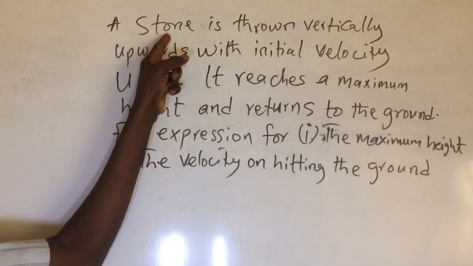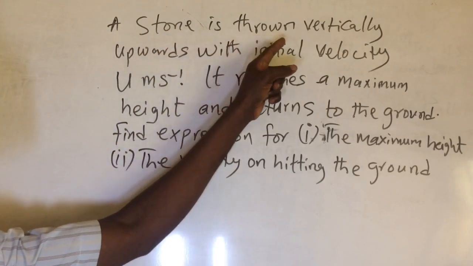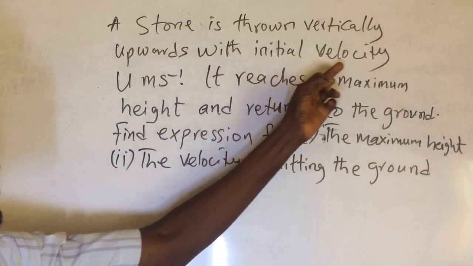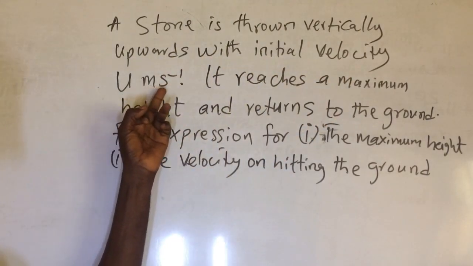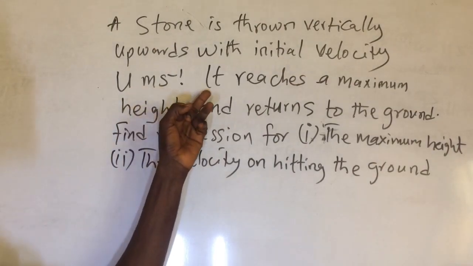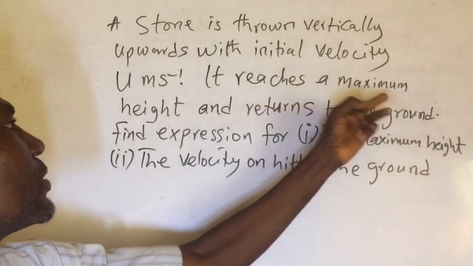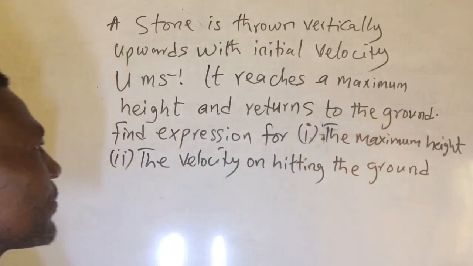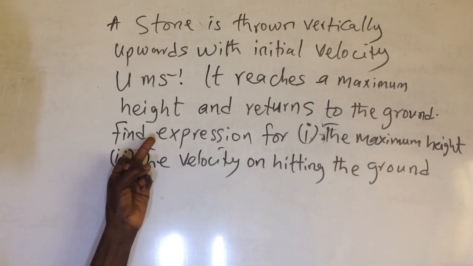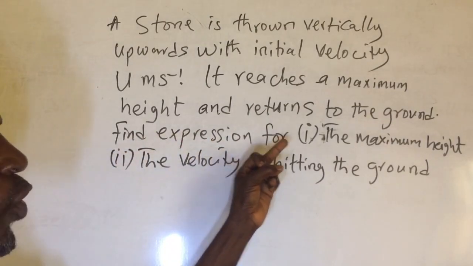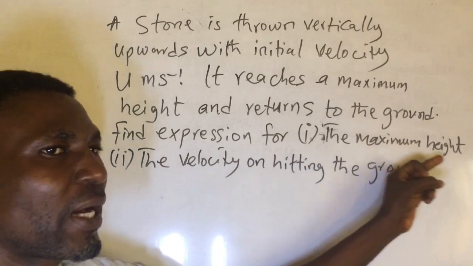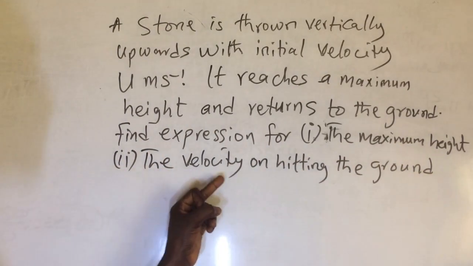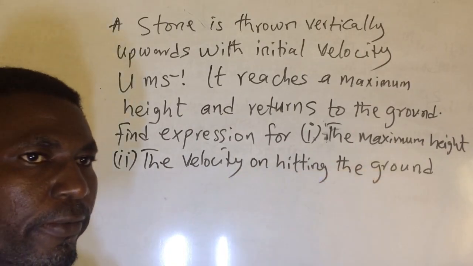A stone is thrown vertically upwards with initial velocity u meter per second. It reaches a maximum height and returns to the ground. Find an expression for (i) the maximum height, (ii) the velocity on hitting the ground.